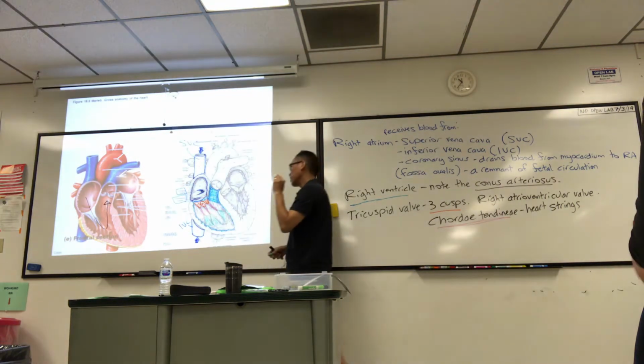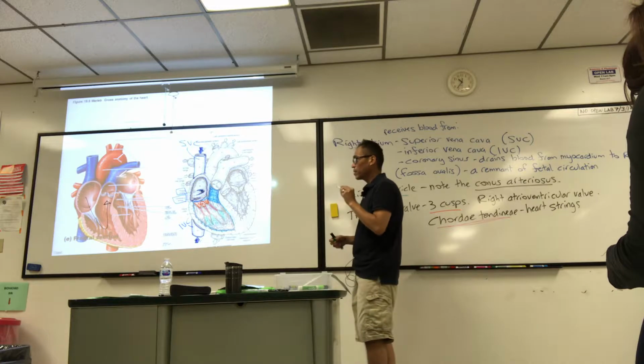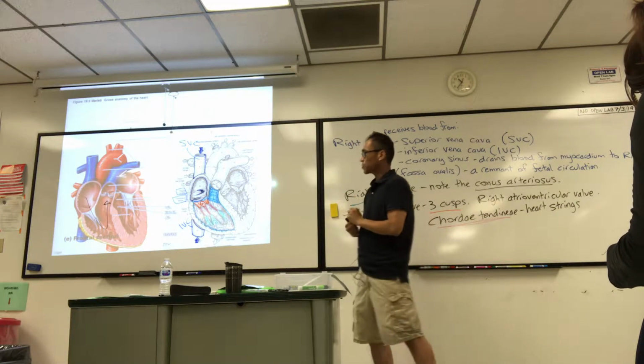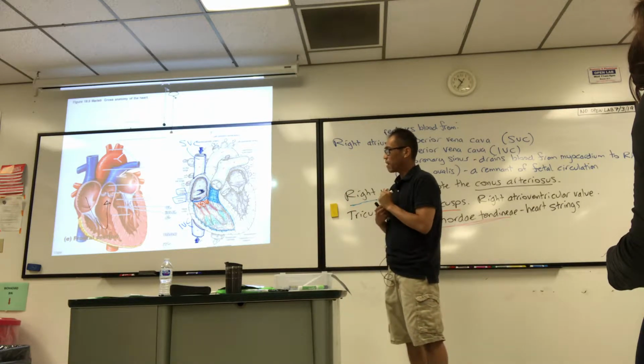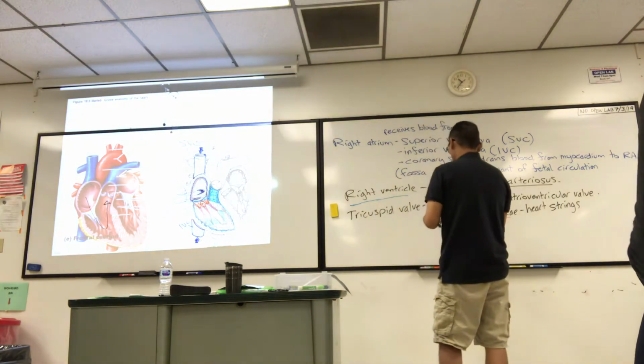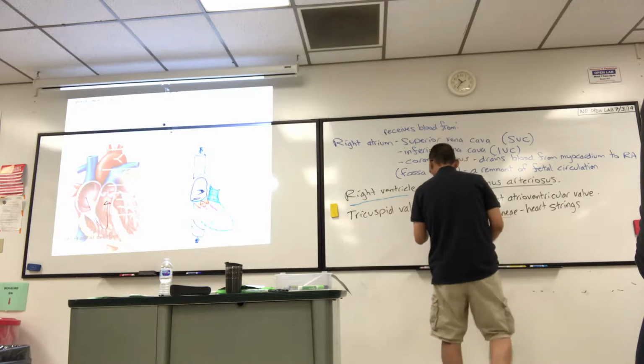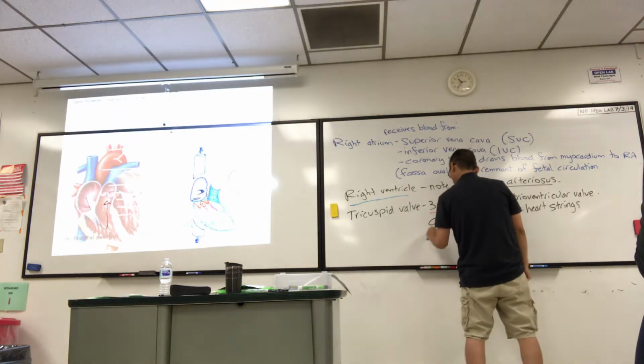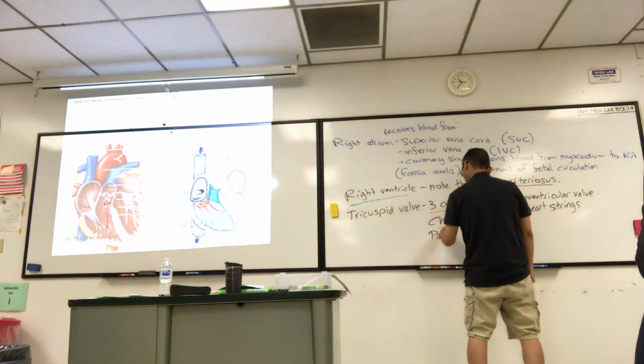So what I colored in is papillary muscle. They pull on those heartstrings, and they help keep the valve closed during systole. Okay, so the third thing I wrote, papillary muscle. Papillary means nipple shape.